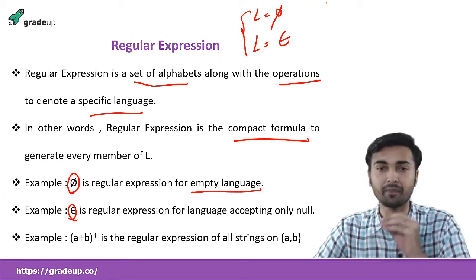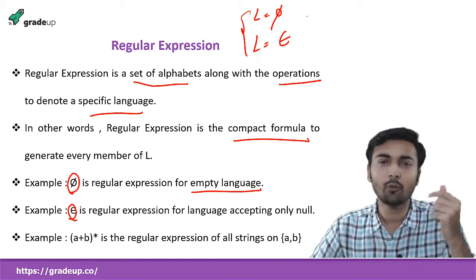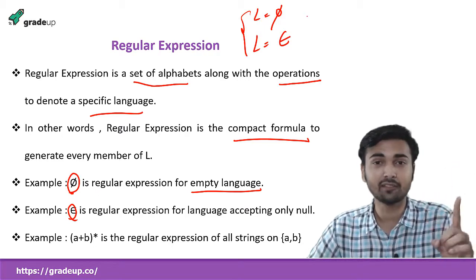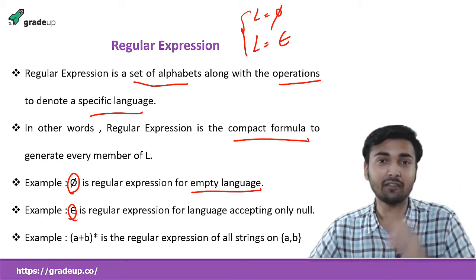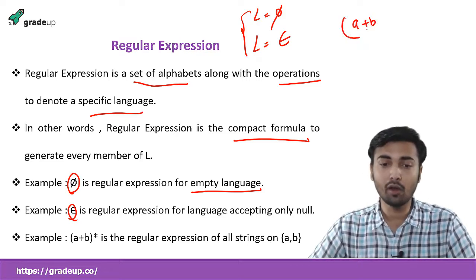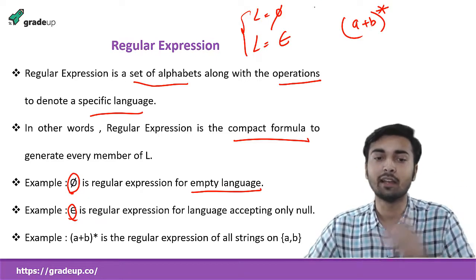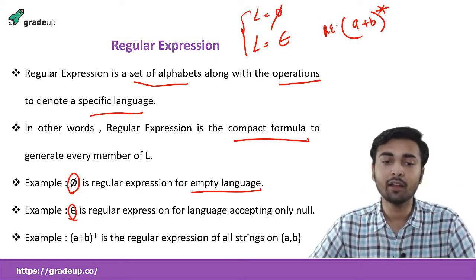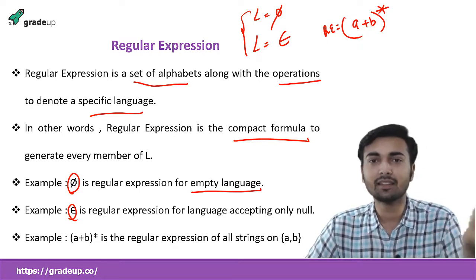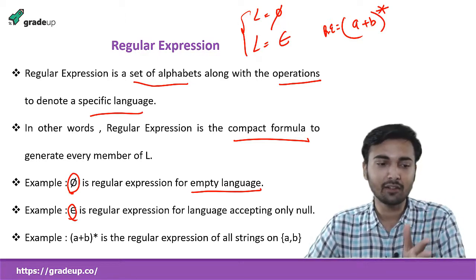If I say all the strings on A and B, how will you denote this? I have explained in the second video, basics of TOC. I have explained there very well. Kleene closure, Kleene star, A plus B whole star. This denotes all the strings on language L. So basically this is nothing but a regular expression. This is a formula. Nothing else. Got it? A compact formula. Cleared? So that is the basic thing.